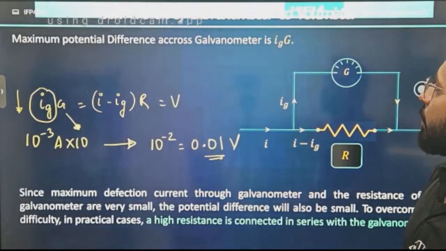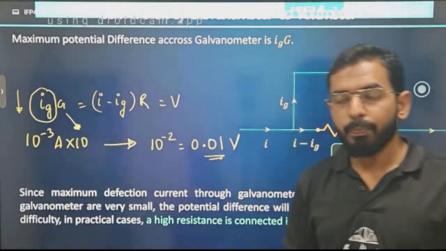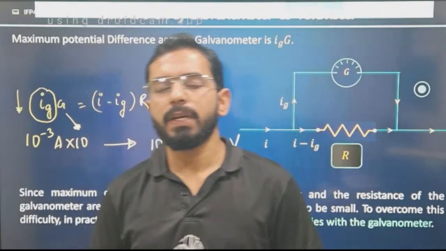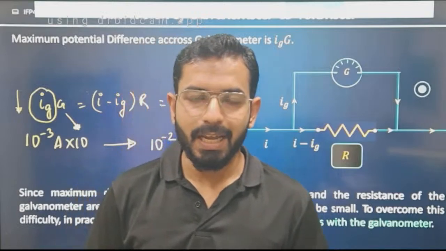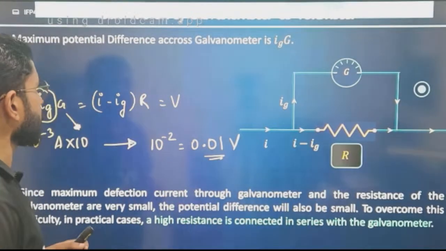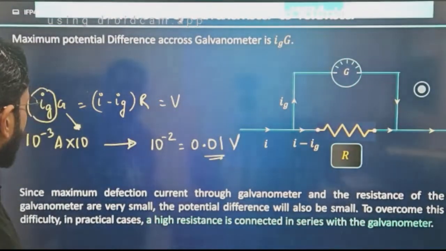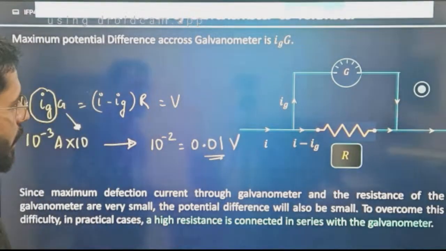Conversion of galvanometer to voltmeter. Let's suppose I have a galvanometer, and if I have to convert it into a voltmeter, how will I convert that? This time I will be joining a very high resistance in series combination with the galvanometer. Here the maximum potential difference across the galvanometer is Ig into Rg, since a high resistance is connected in series with the galvanometer, that is what exactly I have told you.